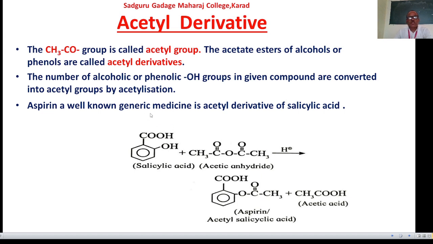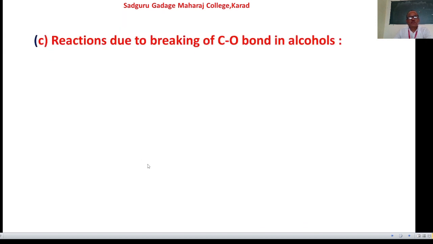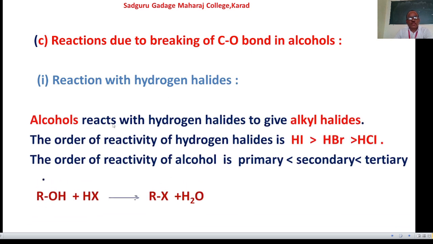So this is the acetylation reaction of salicylic acid. Then the next type of reaction is the reaction due to breaking of the carbon-oxygen bond in alcohols. So the carbon-oxygen bond breaks. The first reaction is the reaction with hydrogen halide. Hydrogen halide means HX, where X means chlorine, bromine or iodine. So alcohol reacts with hydrogen halide, and the product is alkyl halide.